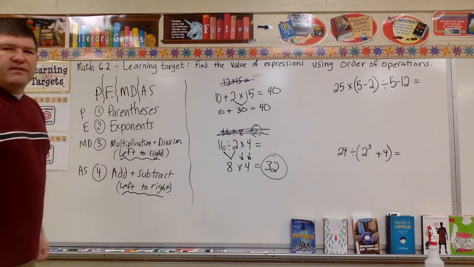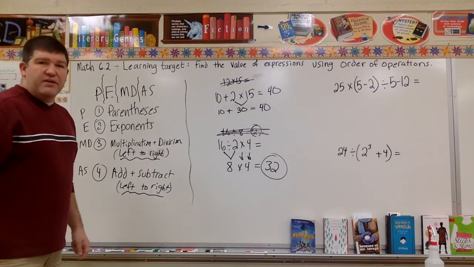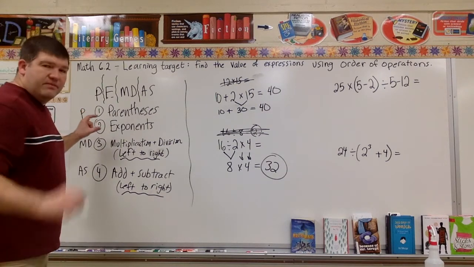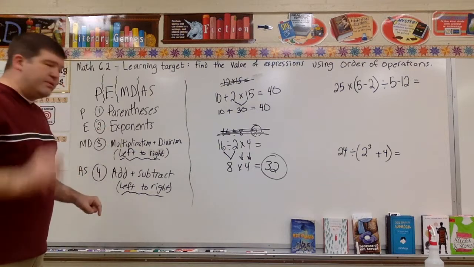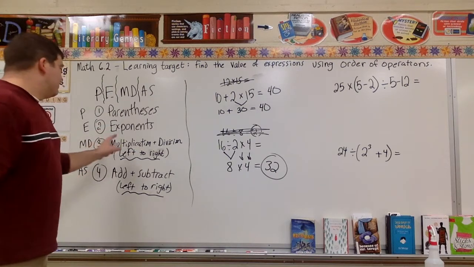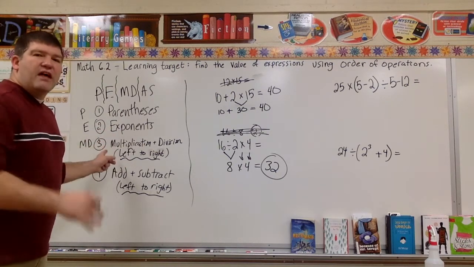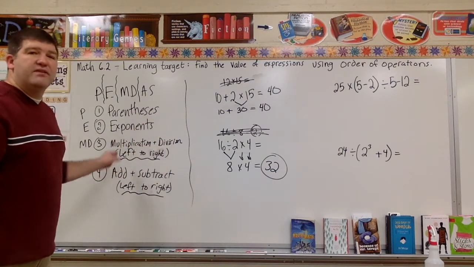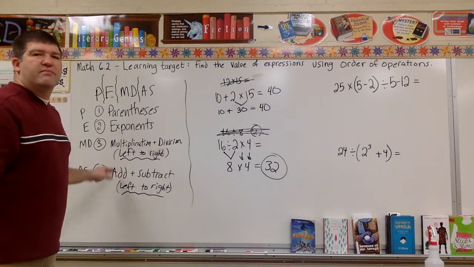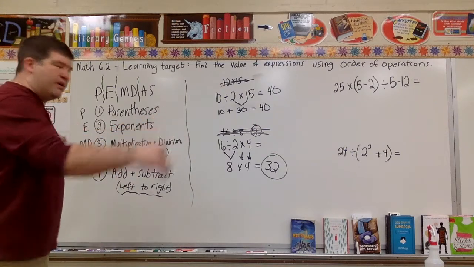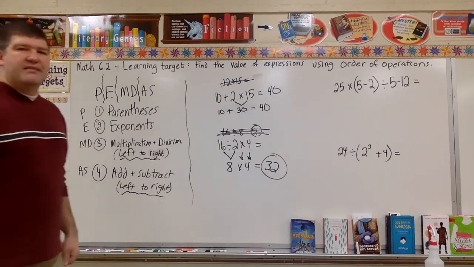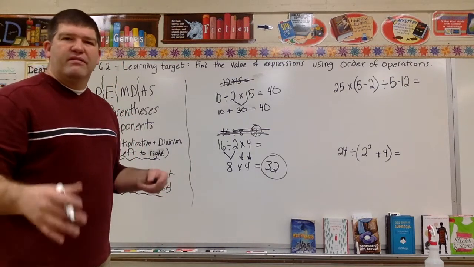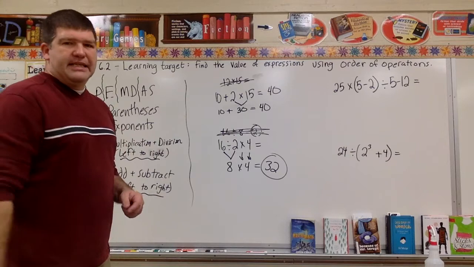Follow this. Maybe right now as you're watching this video, you want to take a piece of paper out and make little notes. Parentheses, number 1. Exponents, number 2. Number 3 is multiplication, division, left to right. Doing all of the multiplication and division, it doesn't matter which one comes first, you go left to right. And then the 4th step is add, subtract, left to right. Doesn't matter if subtracting, adding, whatever it is, left to right.